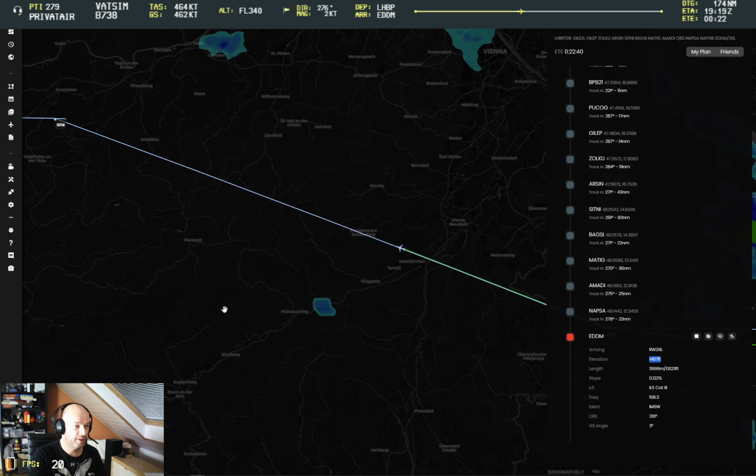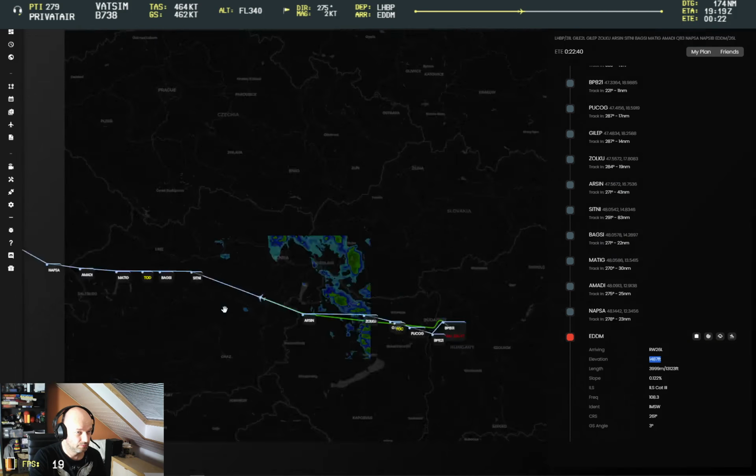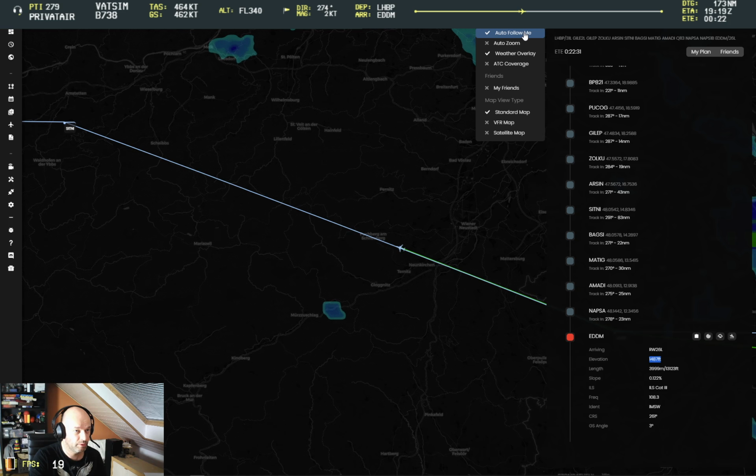So let's have a look what we can expect. That's us flying here. No, auto zoom we don't want. To follow me we don't want as well.